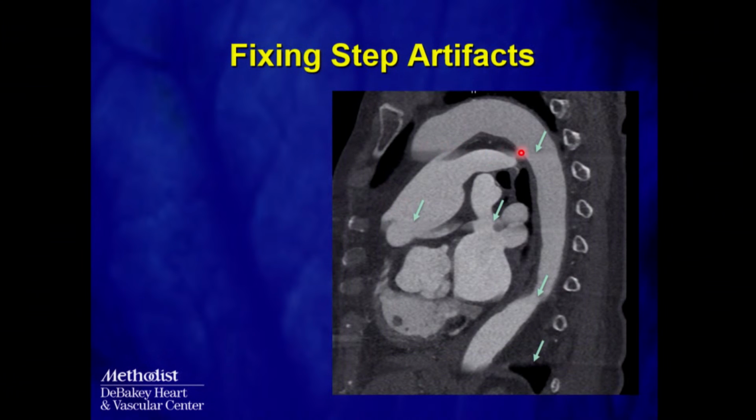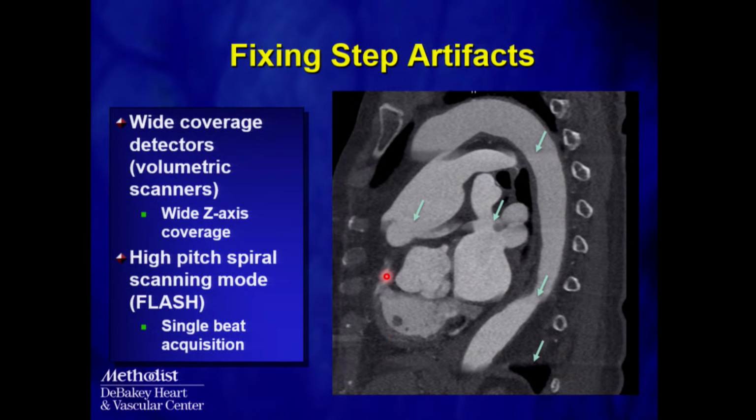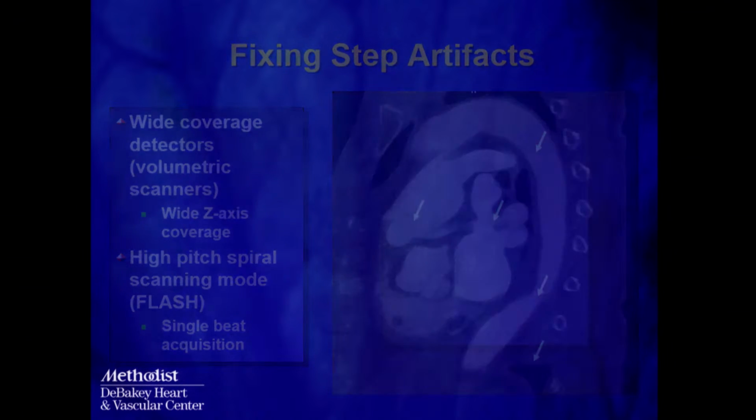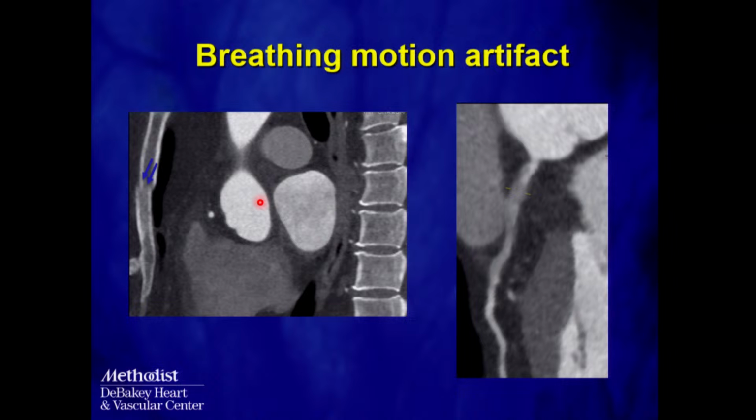This is another case where you see those multiple step ladder artifacts. Again, it's because of the misregistration, where this slab, when I try to combine it with the other slab, I have created multiple lines of artifact. The solution for it is, as we said, the high pitch spiral scanning mode, but there are also scanners in the market, like GE and Toshiba, that have wide coverage detectors. They call them volumetric scanners. With wide coverage on the Z axis, I can acquire the entire field of view, which is the heart, with a single heartbeat acquisition.